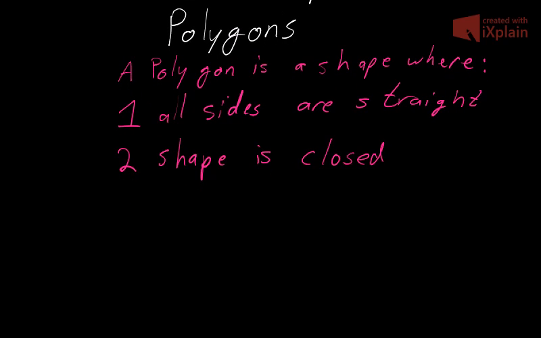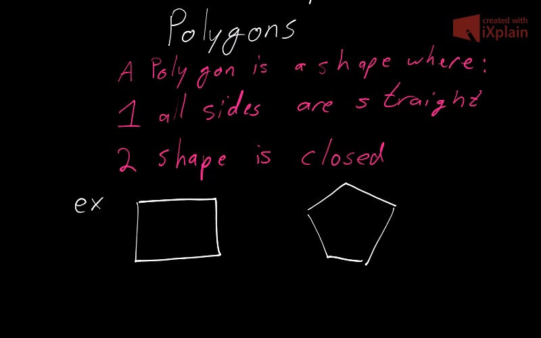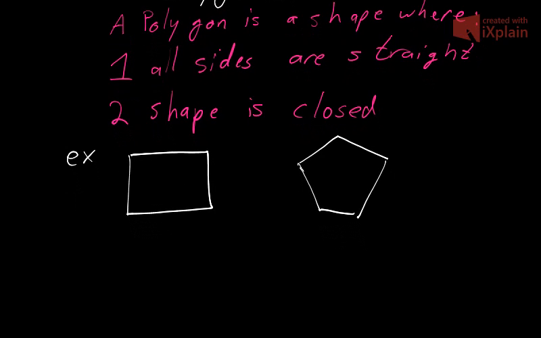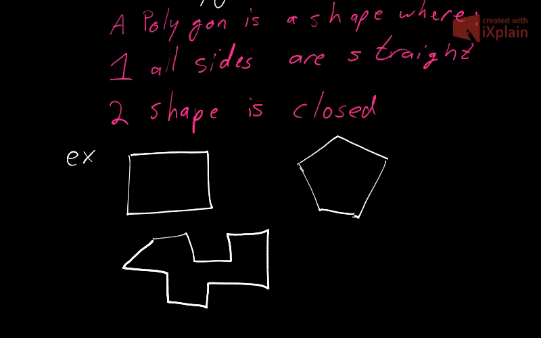So some examples of polygons are going to be the square, the pentagon, and if I could accurately draw a dodecagon, I would, but that just means it has 12 sides. Let's try it. 1, 2, 3, 4, 5, 6, 7, 8, 9, 10, 11, 12. That's a dodecagon. Those are all polygons, and that's because all the sides are straight and they're closed.